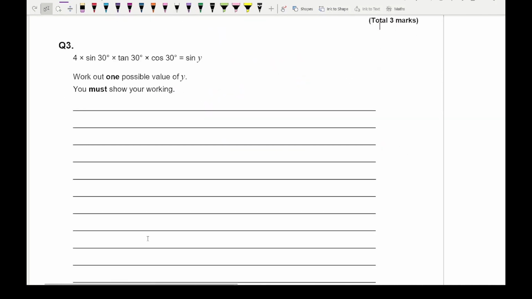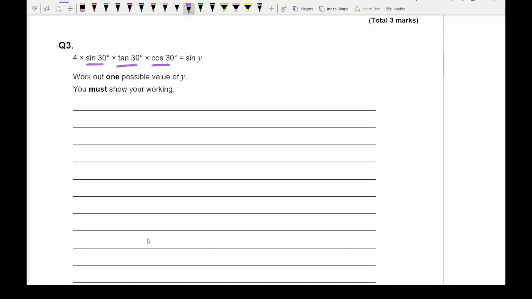Moving on to question 3, it says 4 times sine 30 times tan 30 times cos 30 equals sine y. Work out one possible value of y. You must show your working. Now this is going to be exact values of trig. One thing I always recommend to my students is to actually write down what these values are.